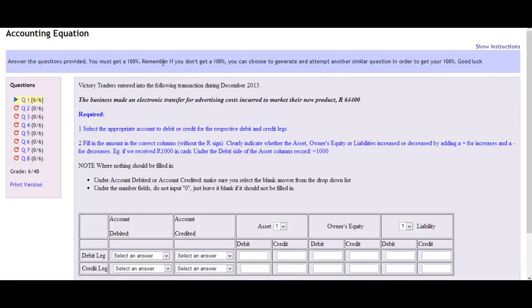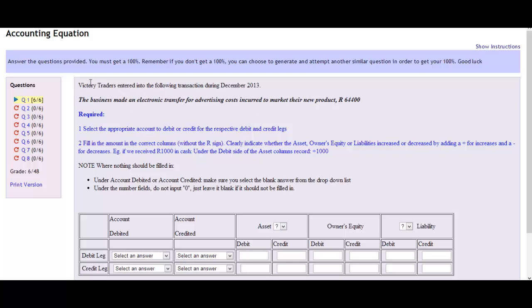Right, so once you open the test, this is what you'll see. You need to answer the questions provided. You must get 100%. Remember, you need to get 100% for all these questions. You can choose to generate and attempt another similar question in order to get your 100%. Good luck. So let's just see how that works.